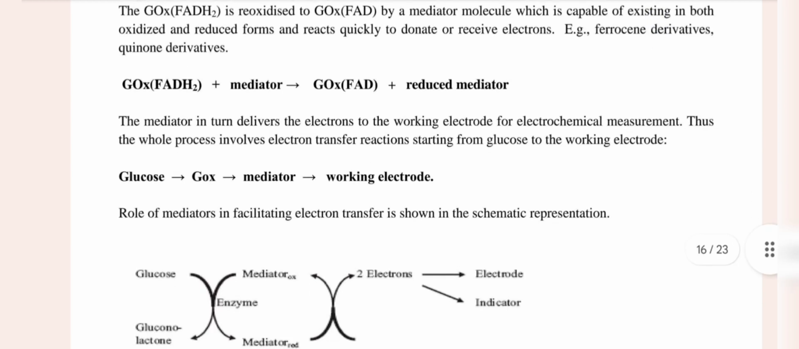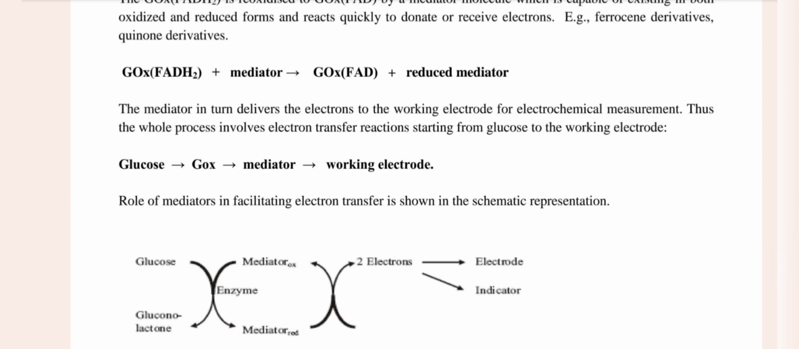So the role of the mediator is facilitating the electron transfer, which is shown in the schematic representation. First, the glucose is converted to gluconolactone, and the electron is transferred to the mediator. Now the mediator takes the form of the reduced mediator. Then the extra 2 electrons further move to the electrode. So this is the whole process which occurs in a biosensor.